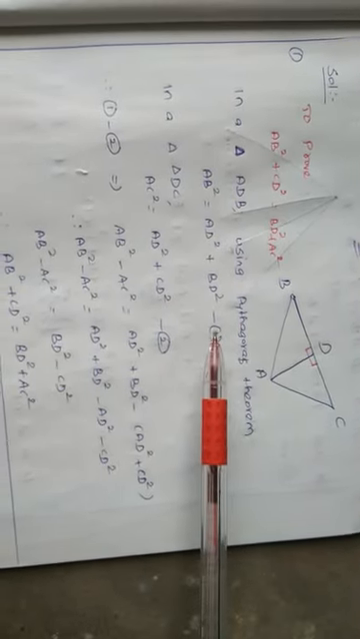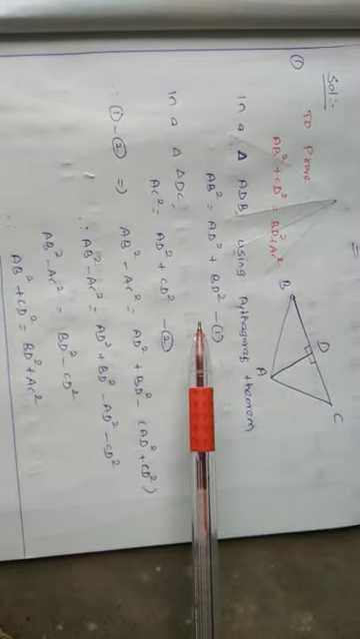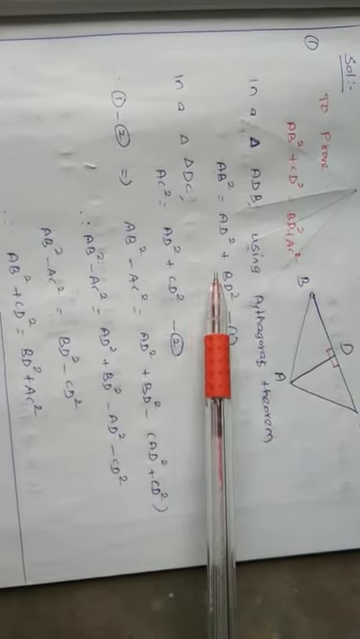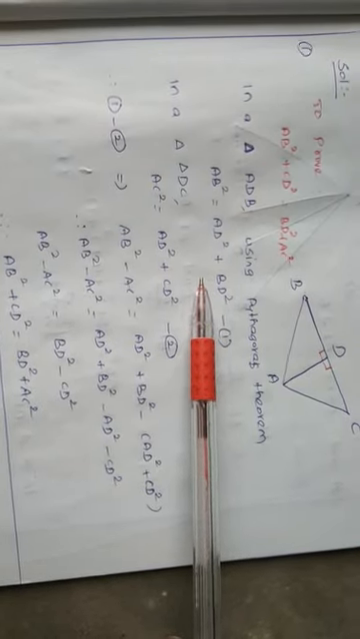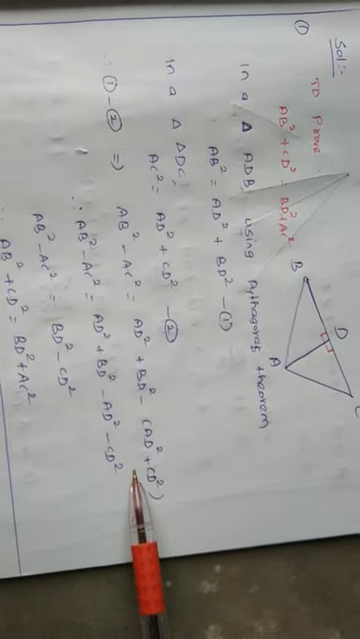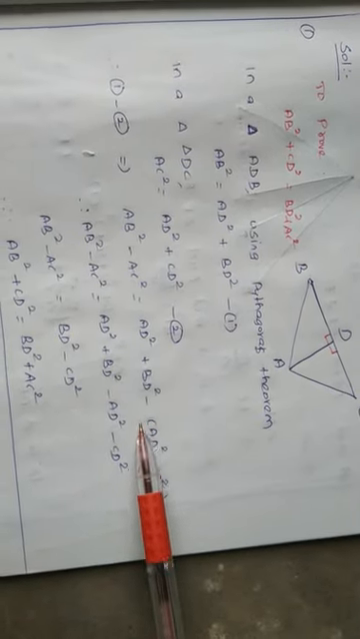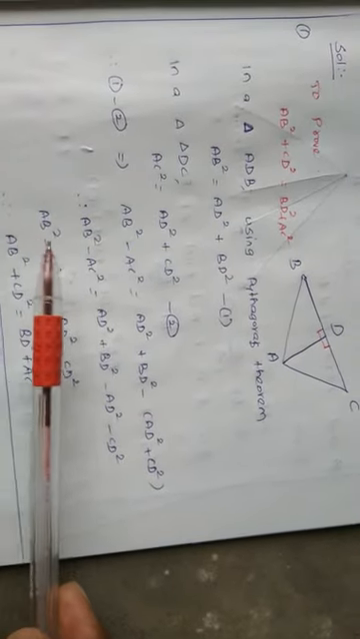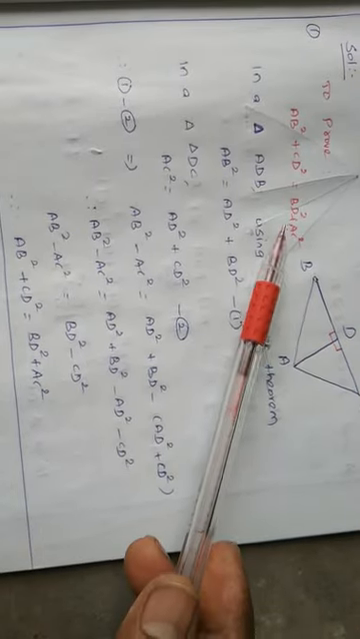So subtract the second from the first equation, so that we get AB squared minus AC squared equals AD squared plus BD squared minus the whole bracket AD squared plus CD squared. The minus is common, so you can cancel AD squared. After that you can rearrange as AB squared minus AC squared equals BD squared minus CD squared. As per the question, keep CD squared on the left side, and BD squared and AC squared on the right side.